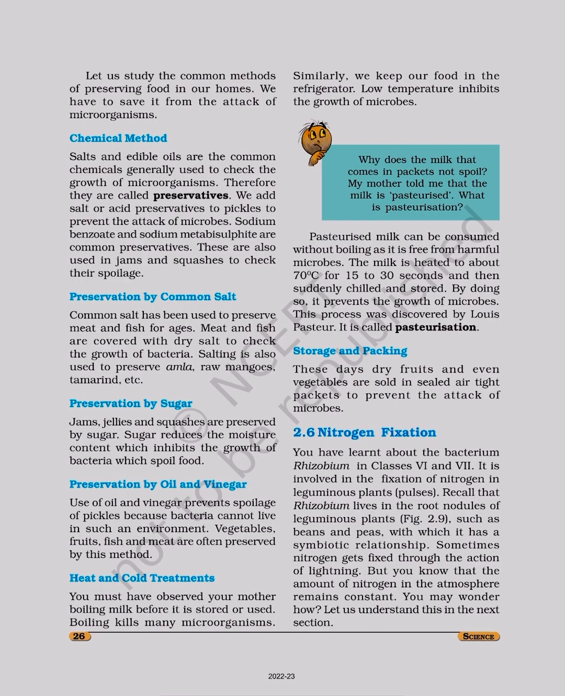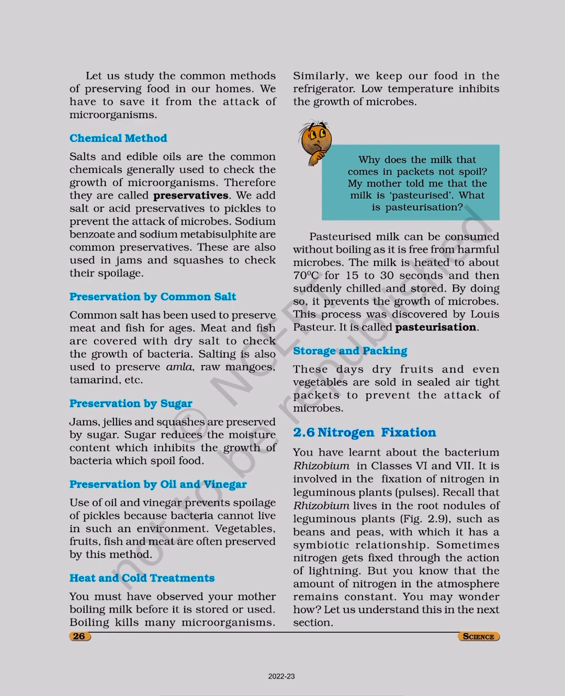Chemical method. Salt and edible oils are the common chemicals generally used to check the growth of microorganisms. Therefore, they are called preservatives. We add salt or acid preservatives to pickles to prevent the attack of microbes. Sodium benzoate and sodium metabisulfite are common preservatives. These are also used in jams and squashes to check their spoilage.